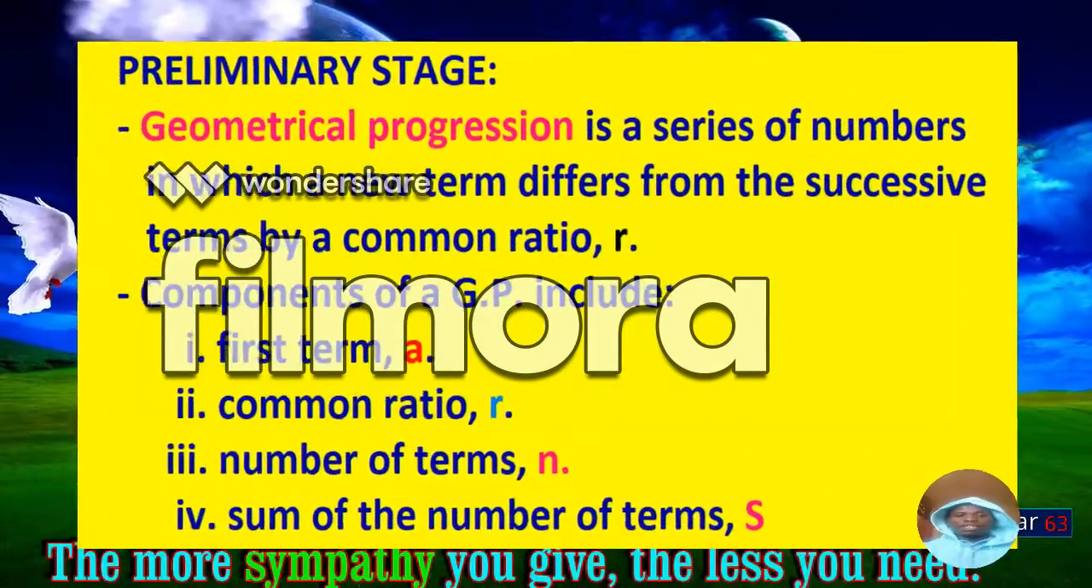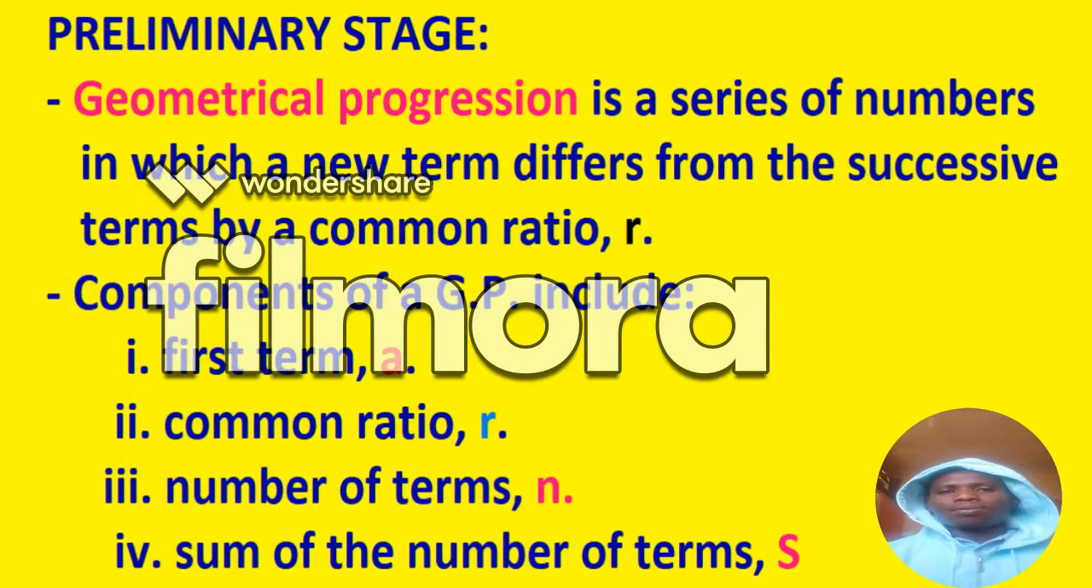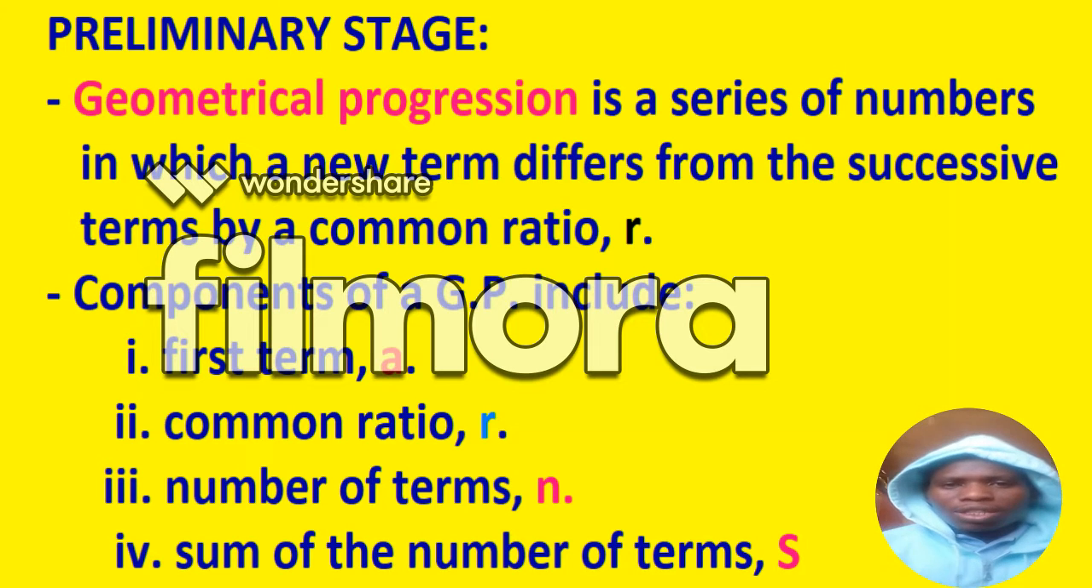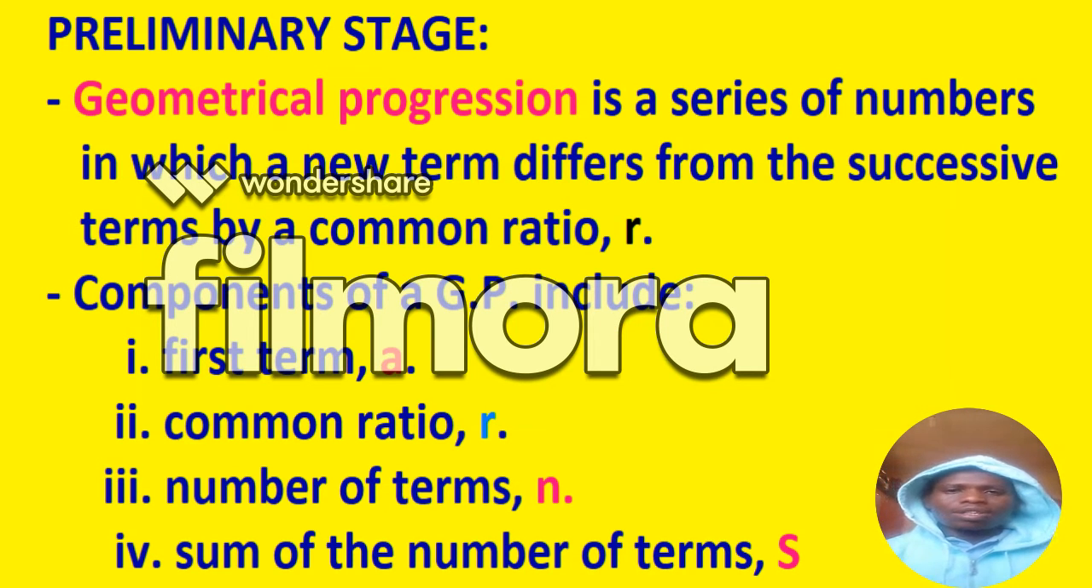The question is simply testing on geometrical progression or geometrical series concepts, and let us look at some of the overview concepts of the geometrical progression. What is geometrical progression? Geometrical progression is a series of numbers in which a term forming the sequence differs from the preceding term by a constant factor called the common ratio.